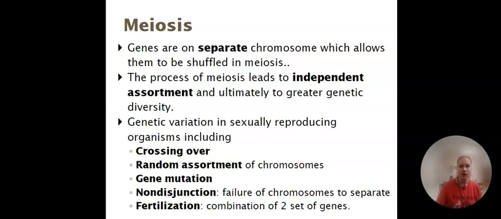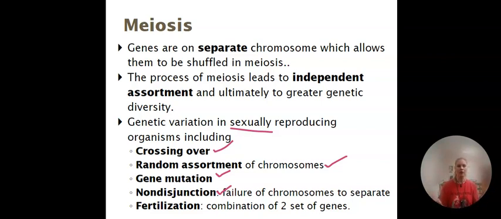So genetic variation in sexually reproducing organisms includes crossing over, or trading genes from one chromosome to the next, and random assortment of chromosomes, like they're lined up randomly during meiosis, so you don't know which version is going to go into which cell. You can also have random gene mutation, and then you can also have something that's called non-disjunction, and this is when a chromosome pair fails to separate properly.